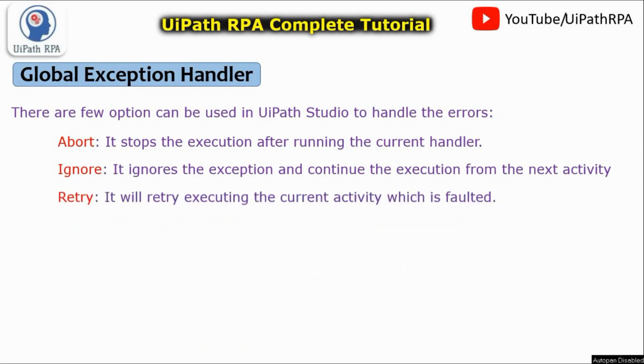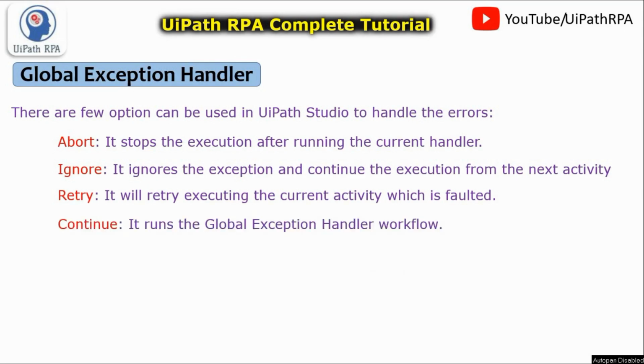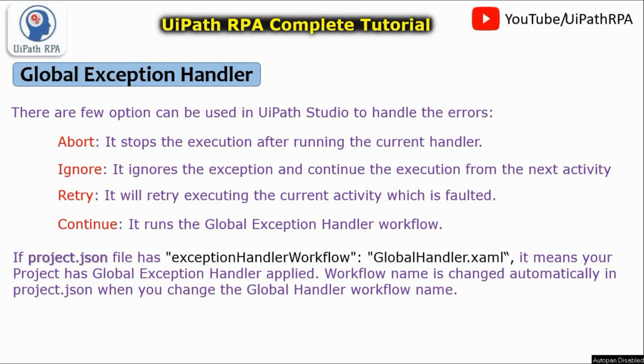Now retry. It will retry executing the current activity which is faulted. So if you take this option retry, every time it will retry that current activity which is faulted up to the specified time, or if you do not specify the count, it will keep retrying. And continue runs the global exception handler workflow. If you select continue, every time it will run that global exception handler workflow and it will rethrow the exception.